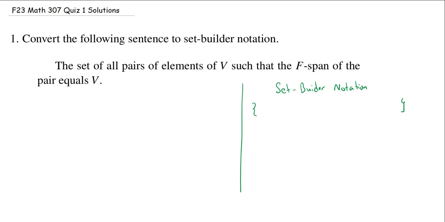And then in between a left and a right, we're going to have a bar. This bar can be read, for example, as "such that." To the left of this bar, we're going to put the form of the elements. And on the right-hand side, we're going to put any condition or conditions that those elements have to satisfy. So conditions on the elements.